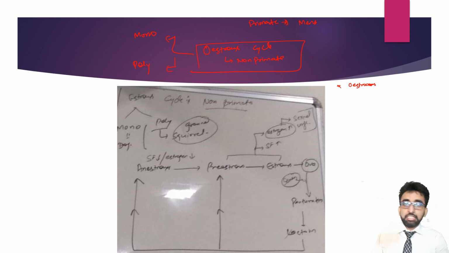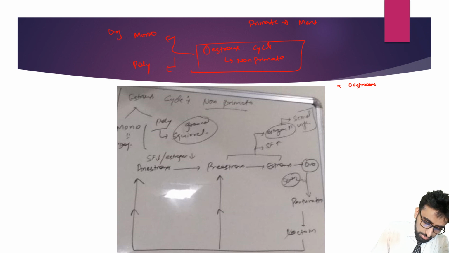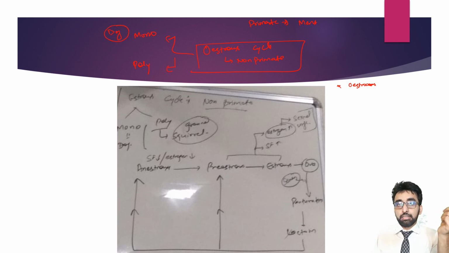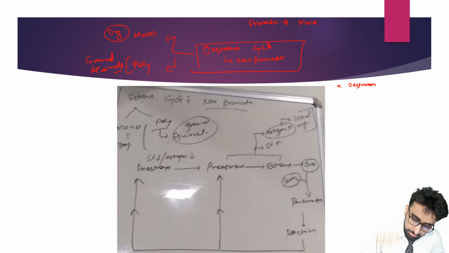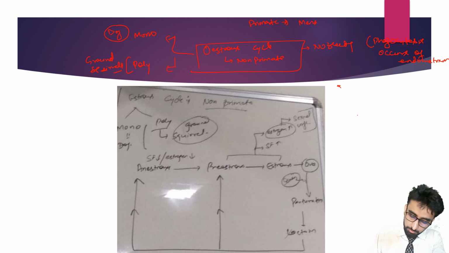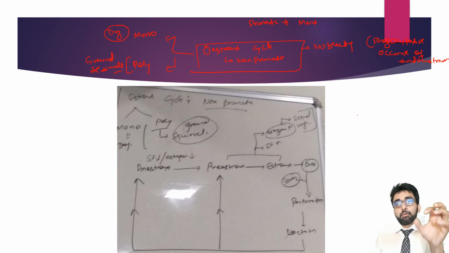Monoestrous means they will have one reproductive cycle in one season, for example dog. Polyestrous means they will have multiple cycles of reproduction, for example ground squirrel. Now if we look at it in more detail, what is this estrous cycle? In the estrous cycle there is no bleeding. Why? Because phagocytosis of the endometrium occurs. So the endometrium that came out in the menstrual cycle is not coming out here. Why not? Because the endometrium is being eaten. Who is eating it? The phagocytic cells there are eating it.